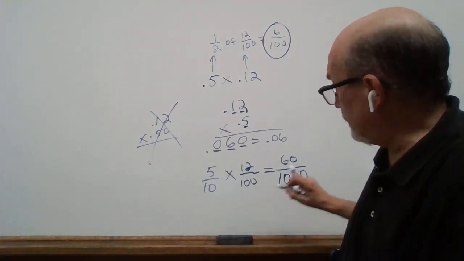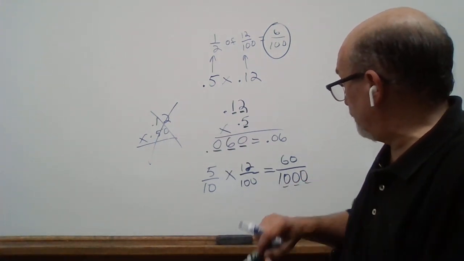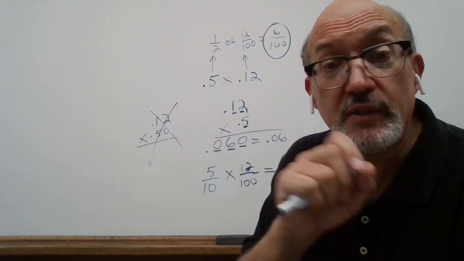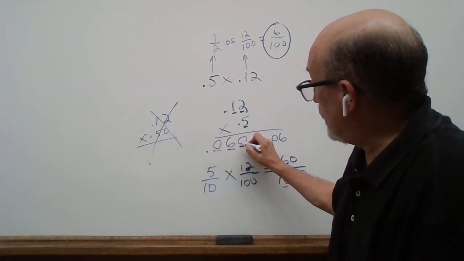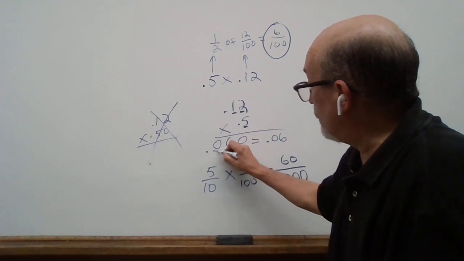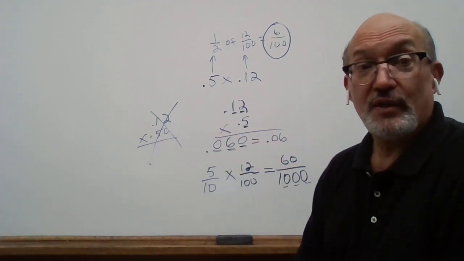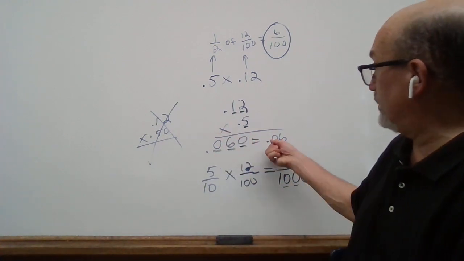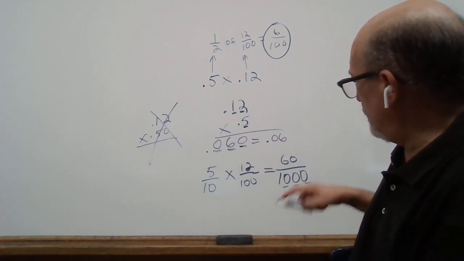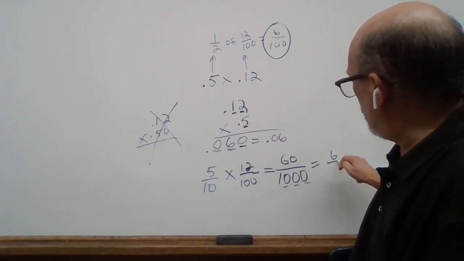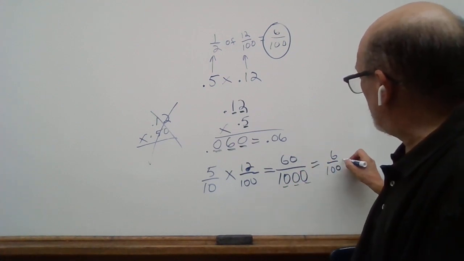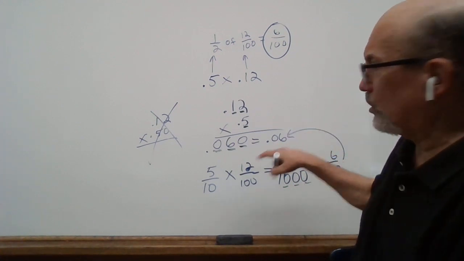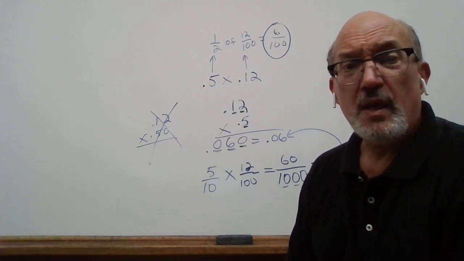That 1,000 has 3 zeros following the 1, which is exactly why we had to give our answer with 3 digits to the right of the decimal point, until we simplified it to 0.06. See, this 60 over 1,000 simplifies to 6 over 100, which corresponds with that answer.